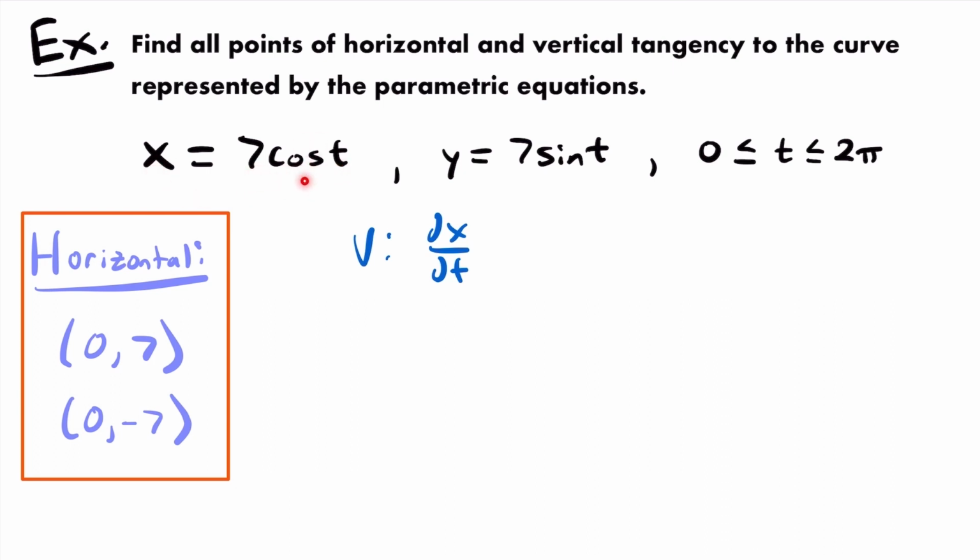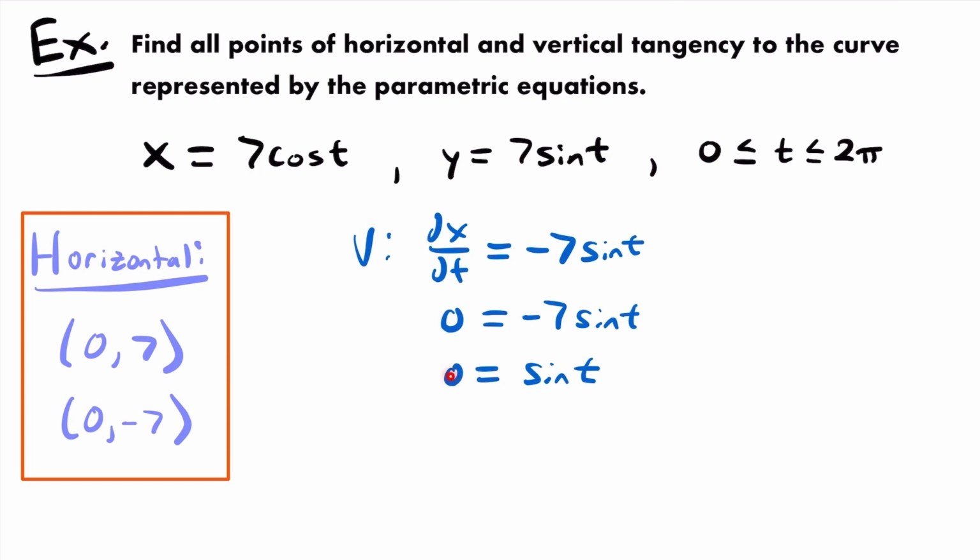The derivative of cosine is negative sine, so dx/dt will be equal to negative 7 times sine t. And so now what we want to do is set dx/dt equal to 0 and solve for t. So 0 will be equal to negative 7 times sine t, and then we can divide both sides by negative 7, and that will give us that 0 is equal to sine t, right? 0 divided by negative 7 will be 0, and then all we have to do now is ask ourselves what values of t on this interval will make sine equal to 0.